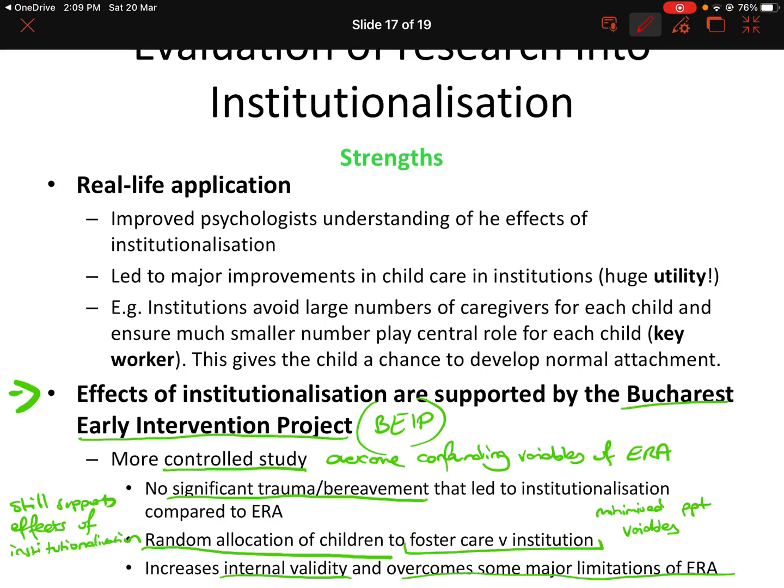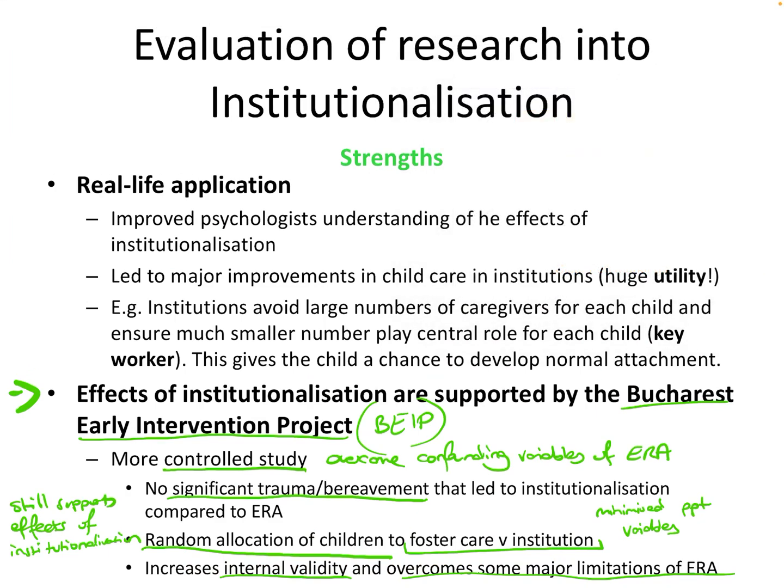And finally, one of the major strengths of all of this research is just how much understanding it has provided us in terms of early childhood neglect and the importance of emotional support on childhood development. So there's been huge, really important utility of the findings of Romanian orphan research. So it's helped improve psychologists' understanding of the effects of institutionalisation, the importance of emotional care, etc. And has led to major improvements in childcare in institutions.